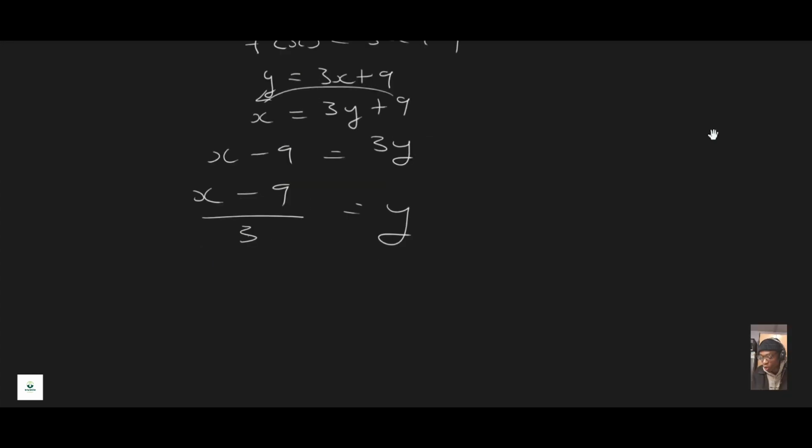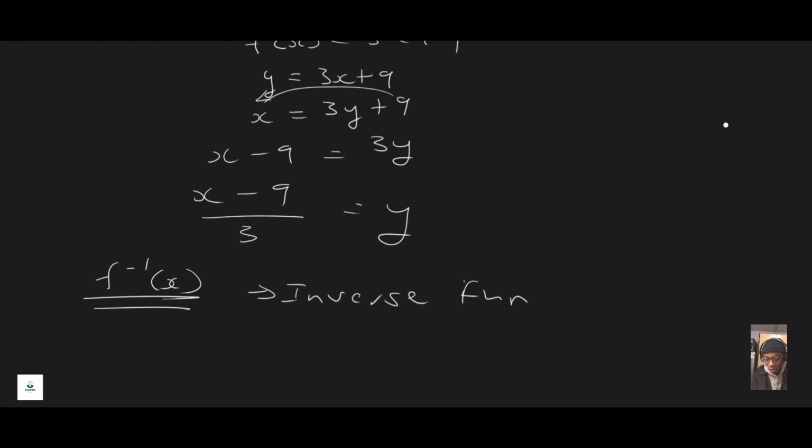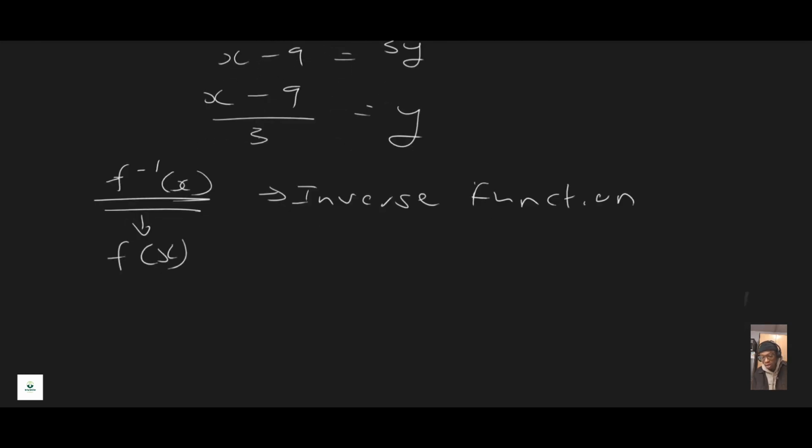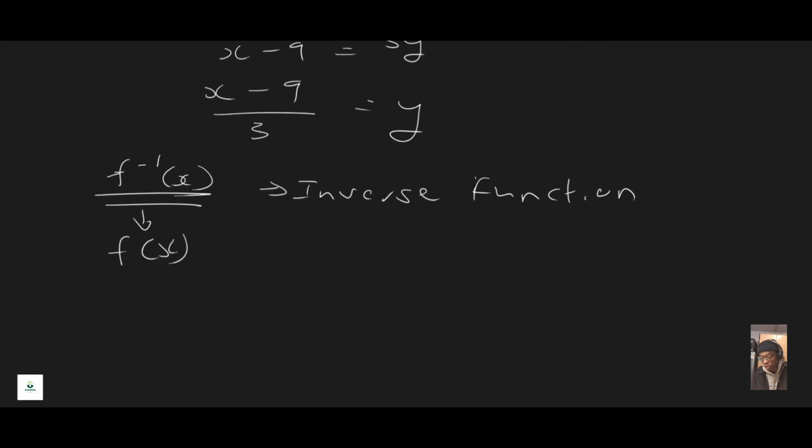Most of the time in the question paper, you will see something like this, right? This thing represents an inverse function. If in the question paper they ask you to determine this thing, it means that they are seeking the inverse of function f of x, right? So after you are done calculating your inverse function, you're just going to change the y back to f negative 1 of x equals x minus 9 over 3. Then you're done. This is your inverse function.